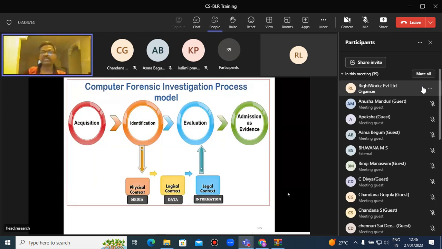Computer forensic investigation process model. You need to use these investigation processes. First one, acquisition of the data, then identification of the data, cyber attacks, then evaluation, then admission as evidence. See, identification through physical context, through video, audio data, etc. Then logical context of data, legal context means information. Through evaluation we are collecting the data.